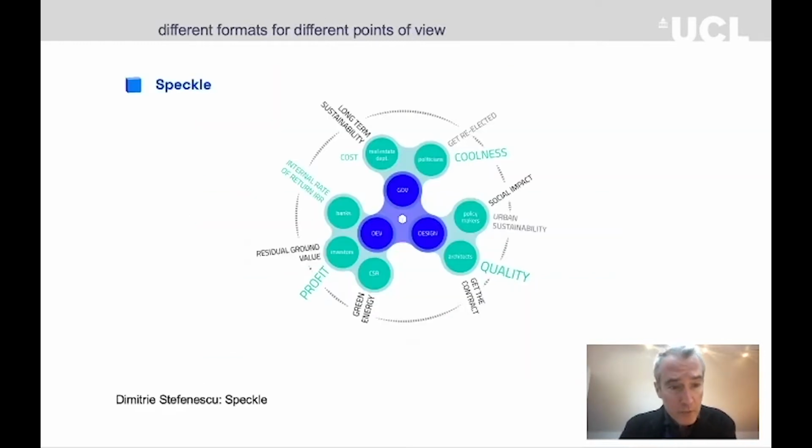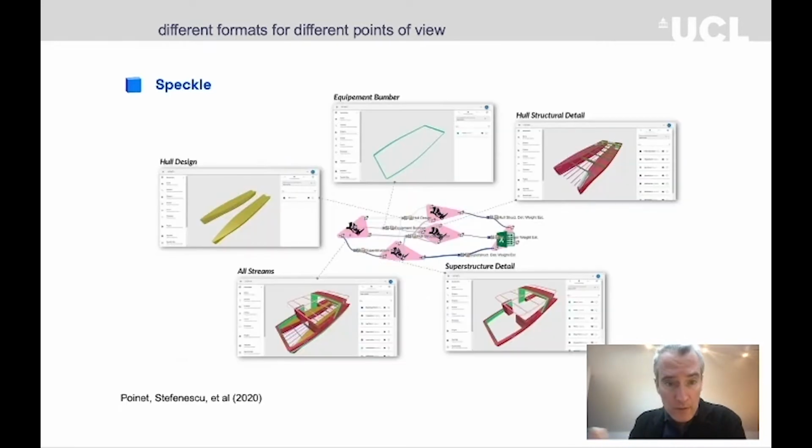In other cases, this work by Dumitru Stefanescu, the origin of Speckle, really was to look at the various different types of objectives that different stakeholders have and how those might be reconciled in a system. Now, those of you who were here last year are probably familiar with this. Dimitri presented this with Paul Poinet and others.